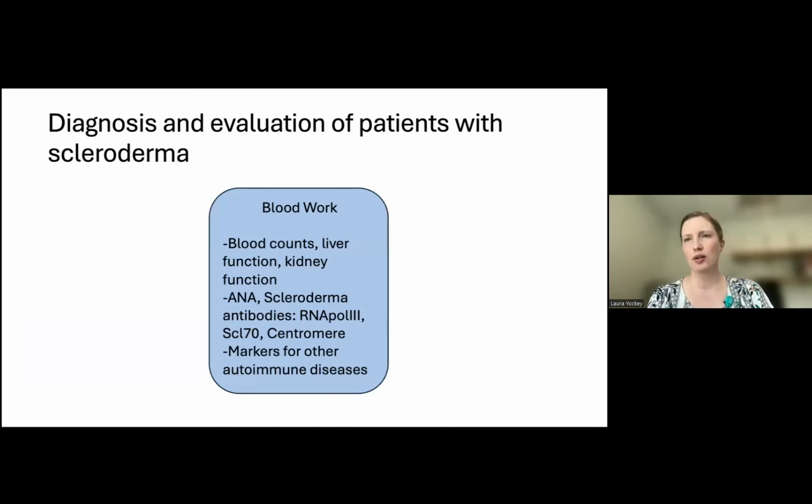Blood work is also an important part of our evaluation. We usually do complete blood work to see if there's evidence of other organs being involved. And then there are a few antibodies that are associated with scleroderma that can help confirm a diagnosis and also predict what organs might be involved, including RNA Pol3, SCL70, and centromere. And depending on a patient's symptoms, we might also check other markers for autoimmune disease.